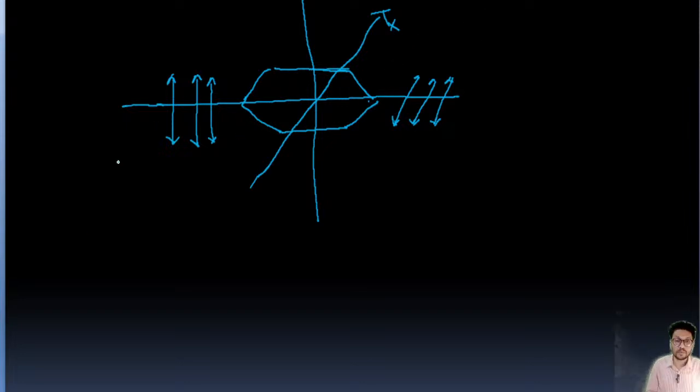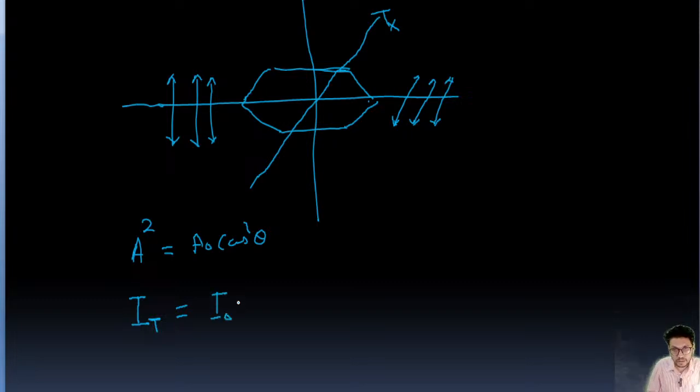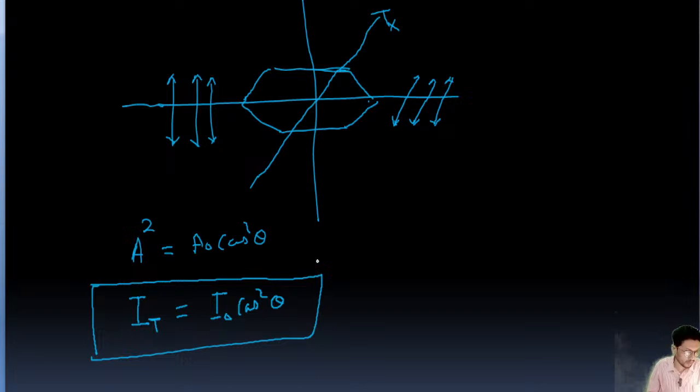Now Malus law: the amplitude squared is A naught squared cos square theta, or we can say IT, the intensity after transmission, is equal to I naught cos square theta. So this is the Malus law, guys. The intensity of the transmitted light is equal to I naught cos square theta.